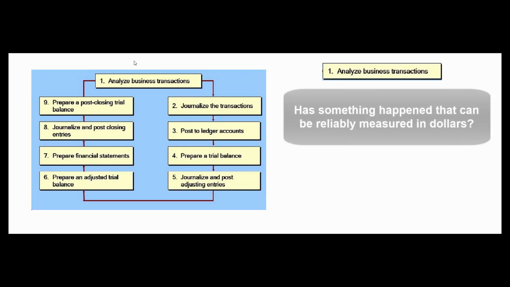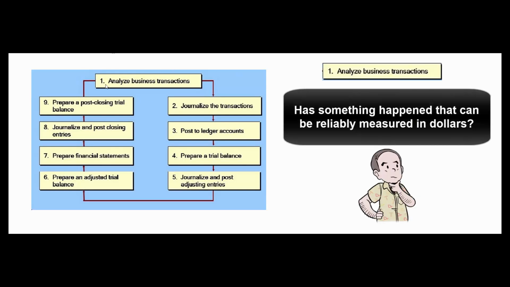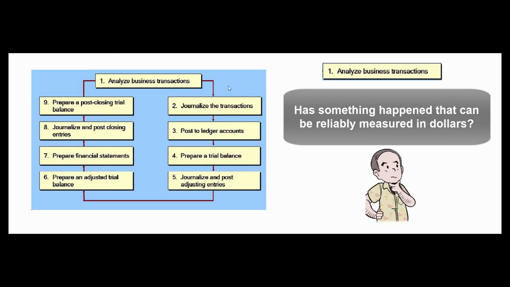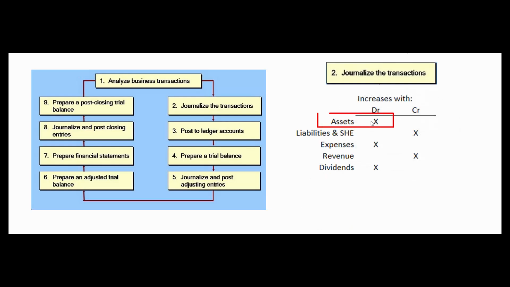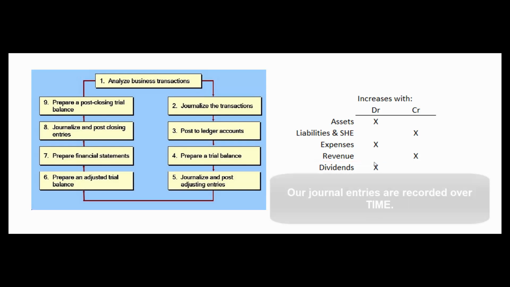Remember our accounting cycle. Our first step is to analyze the business transaction. If there is something that can be reliably measured in dollars, we'll record it. And we'll record it using journal entries, debits and credits. Our rules are that assets increase with debits, liabilities and shareholders' equity accounts increase with credits, and expenses are debits. The opposite of expenses is revenue, so it increases with credits, and dividends start with the letter D, and that reminds us that they're also recorded with debits.